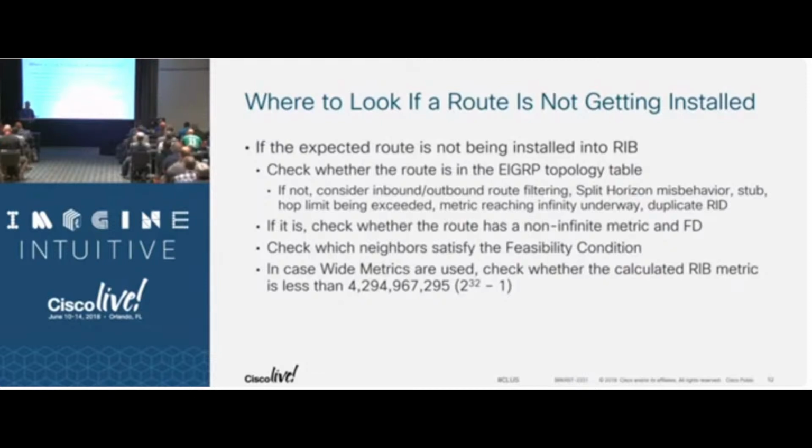Regarding the wide metrics, we compute a very large number, and we need to downscale it when we install the route into the routing table, because the routing table still uses 32-bit metrics. If that number produced by EIGRP is still too large, it will not make it into the routing table because it appears to be infinite. Make sure that the computed metric after the RIB scaling, which you see in the show ip eigrp topology, is smaller than 2 to the power of 32 minus 1.